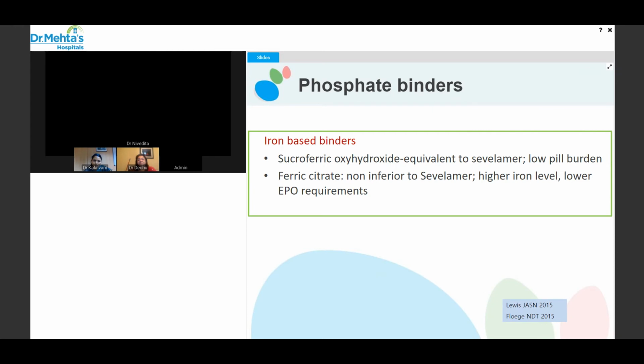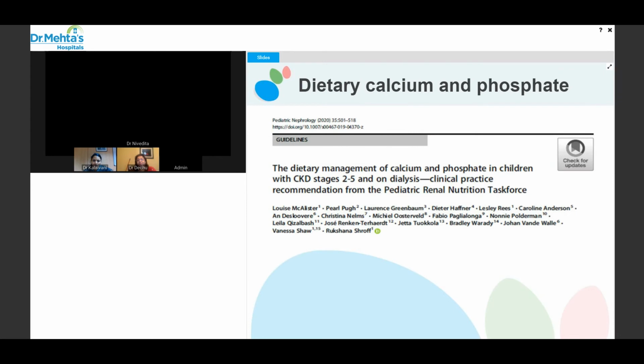Phosphate binders, Dr. Dechu has already discussed a little bit of ferric citrate. There's another iron-based binder, sucroferric oxyhydroxide. Both of them are shown to be non-inferior or equivalent to sevelamer. The advantage of ferric citrate, or the desirable side effect, is that it also increases the iron levels and reduces EPO requirements. In children, there is a retrospective study, but studies are ongoing on the use of ferric citrate. The recent Pediatric Nutrition Task Force guidelines give us goals on dietary management of calcium and phosphate.